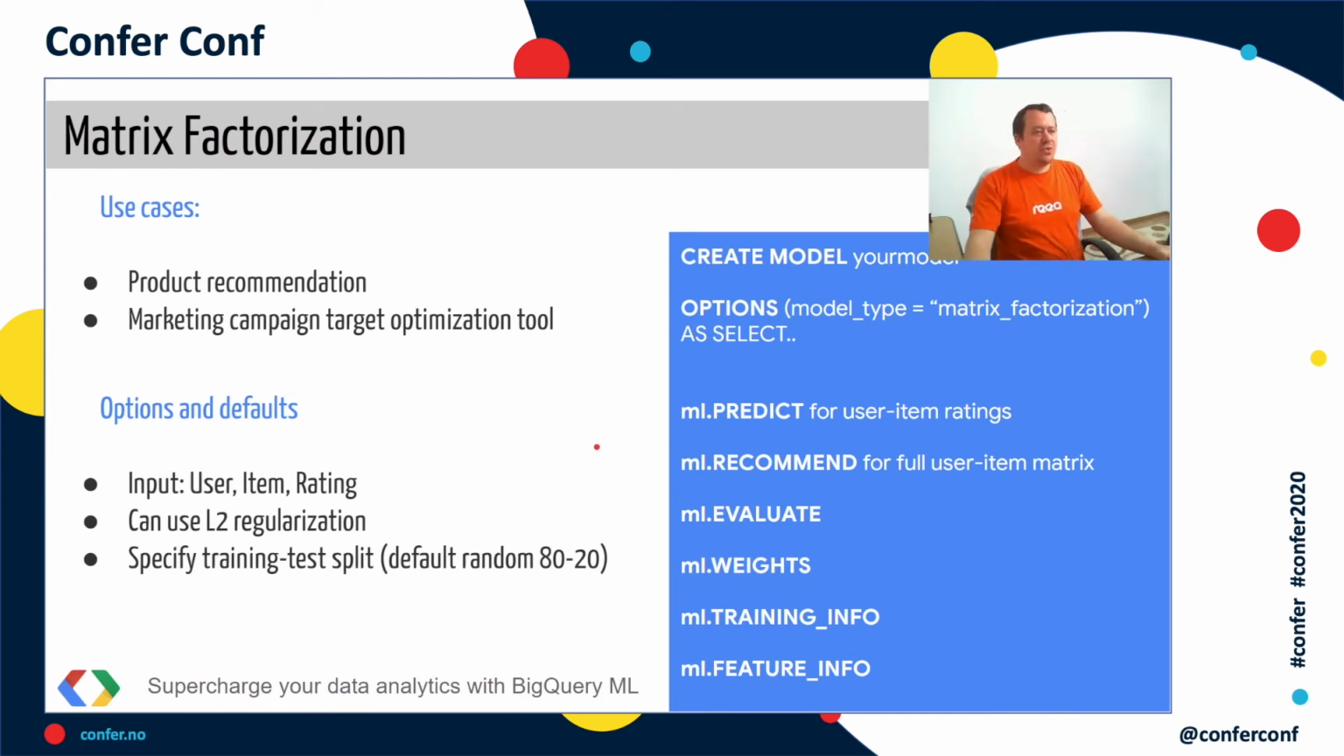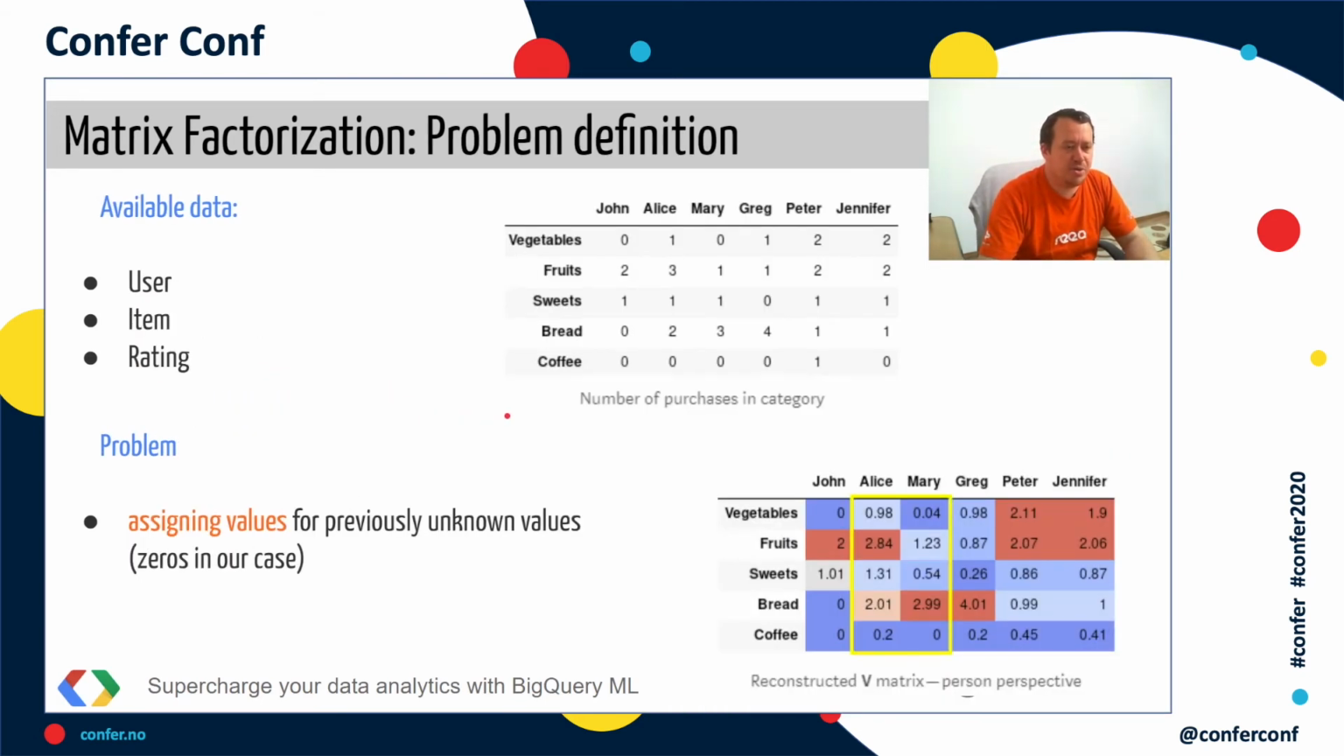Now we arrive at matrix factorization. Matrix factorization is one of my favorite models because it allows you to do product recommendation, and it's a tool for marketing campaign optimization. And I would jump straight to the example because that's much easier to understand. For a matrix factorization, we need three things. We need the user, we need the item, which is the product, and we need a number or a rating of the product. So look at this matrix, because these three values form a matrix.